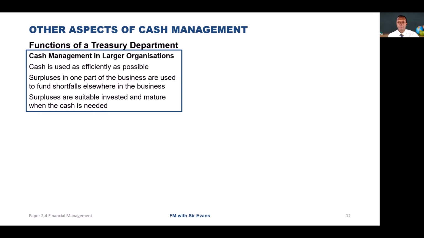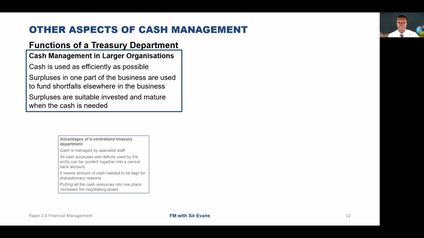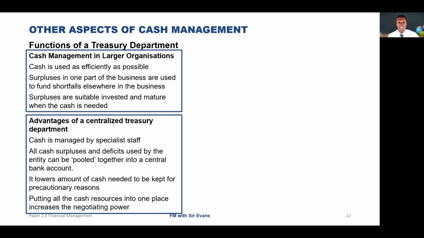Now, making the management of cash the responsibility of a centralized treasury department has certain advantages. Cash is managed by specialist staff. All cash surpluses and deficits from different bank accounts used by the entity can be pulled together into a central bank account. It also lowers the amount of cash needed to be kept for precautionary reasons, and putting all the cash resources into one place increases the negotiating power.